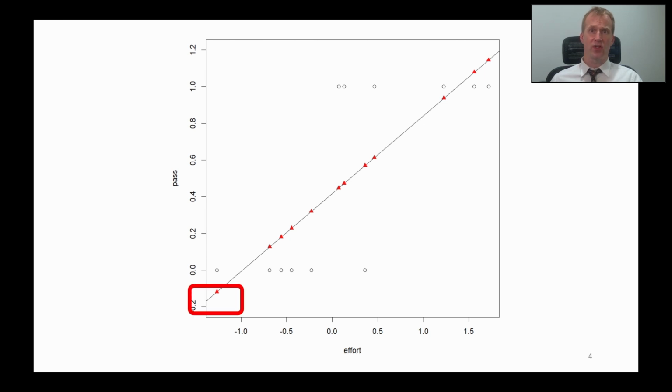We can also see some nonsense predictions at extreme values of effort. The predicted probability of a pass is negative at the lower end of effort, which technically makes no sense because a probability should not be negative. At the upper end of the range of effort, some predicted probabilities are greater than 1, which is also a problem. Ideally, the predicted probabilities of a pass should all lie between 0 and 1.